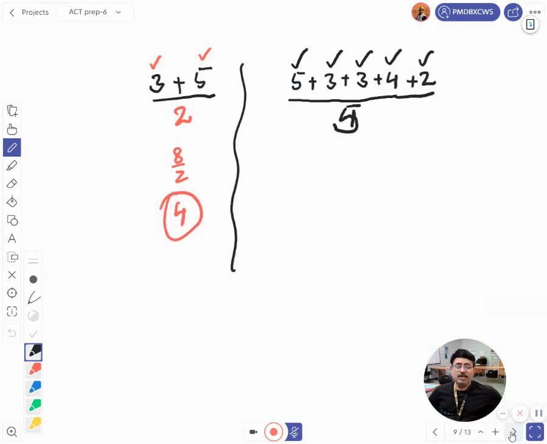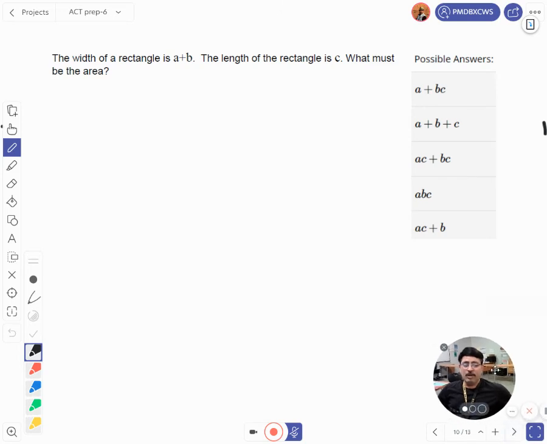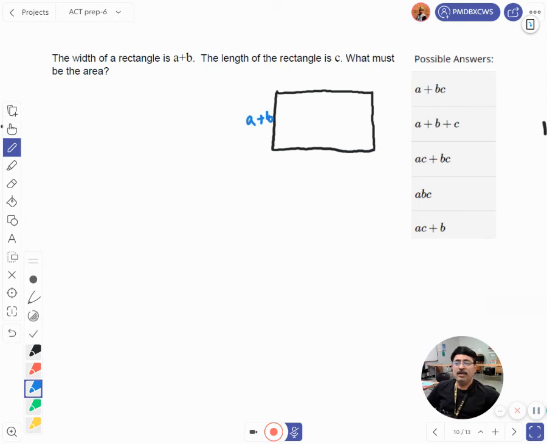Well, let's quickly jump to the next one. Okay, now we came to the rectangles. The width of a rectangle is a plus b. So let me visualize the question. There is a rectangle. The width is a plus b, and length is C. What must be the area?